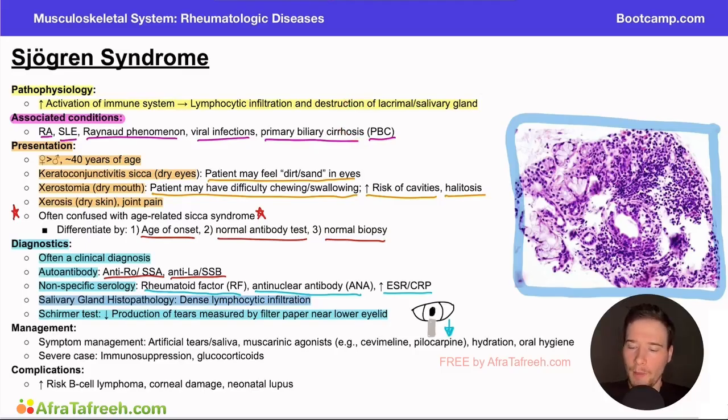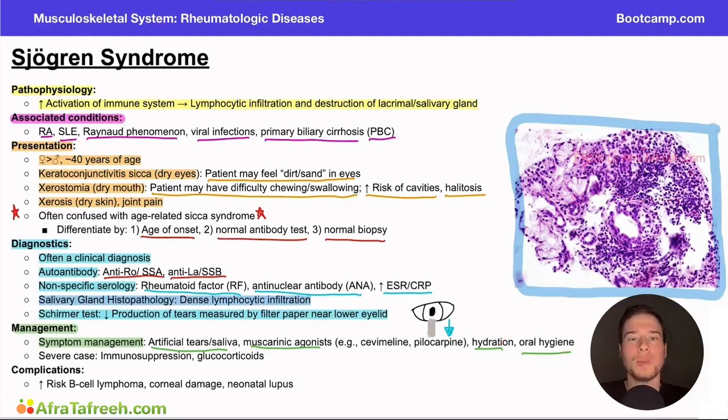Now, when we think about our management here, it really comes down to symptom management. These are going to include things like artificial tears or saliva, muscarinic agonists, hydration, and oral hygiene. Muscarinic agonists are useful. Why? Because they stimulate the parasympathetic nervous system, which can increase the production of saliva. Additionally, oral hygiene is important.